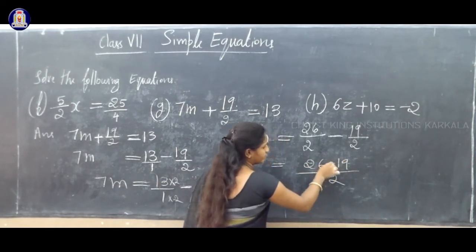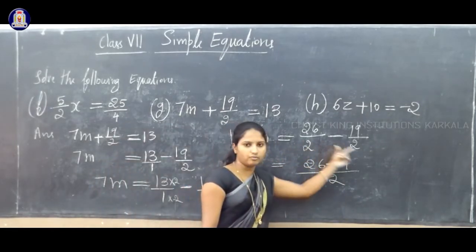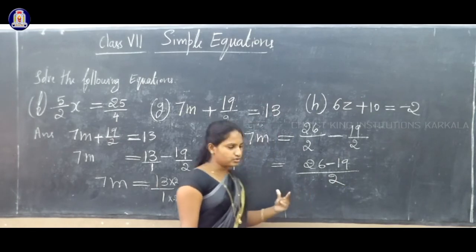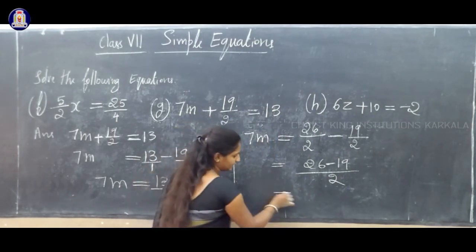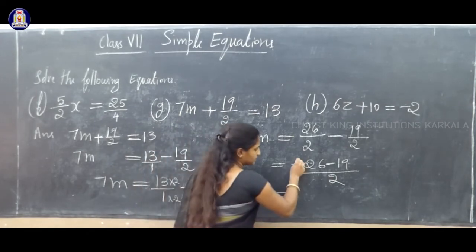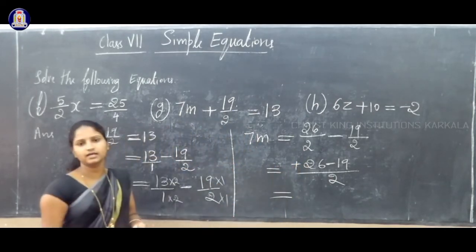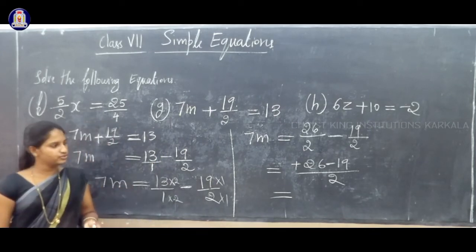So now we have to write the denominator one time. Clear? 2 and 2 are both the same denominator, so write it one time. So now what happens? We get the numerator. Now we can calculate, right? So plus 26 and minus 19. Plus 26 minus 19. See the sign.